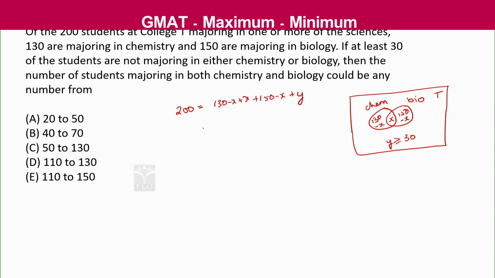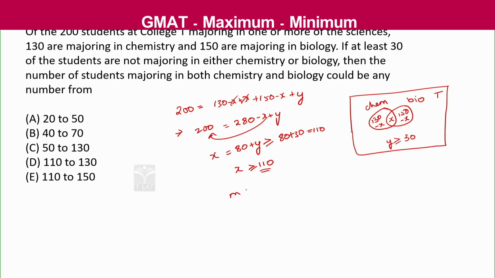Which is, the X cancels out, 130 plus 150 is 280 minus X plus Y equals 200. Taking X to the other side, you have X equals 80 plus Y, and we know that Y is greater than or equal to 30. So X is greater than or equal to 80 plus 30, that is 110. So X is always greater than or equal to 110, so the minimum value that X can take is 110.